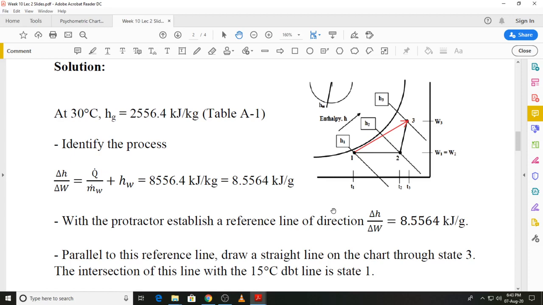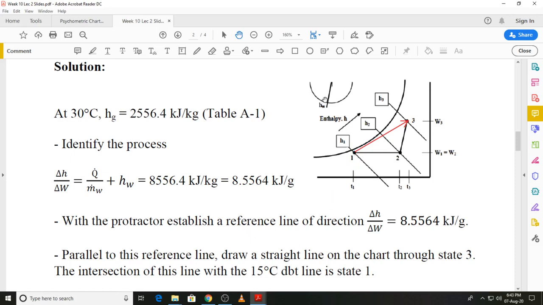All we knew was the dry bulb temperature of 15 degrees C, that is T1 was 15, but we did not know, if I just indicate that over here, that let's say this is 15 degrees C over here, we did not know at which point on this line state 1 lies, and that is what we need to establish. And to do that, we need the process line 1, 2 with the correct direction, and that is obtained from the protractor.